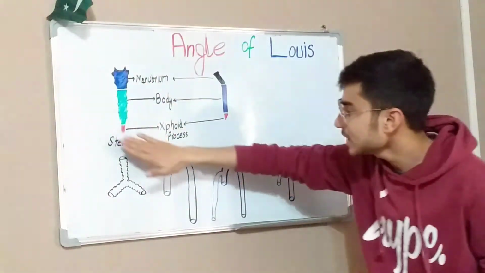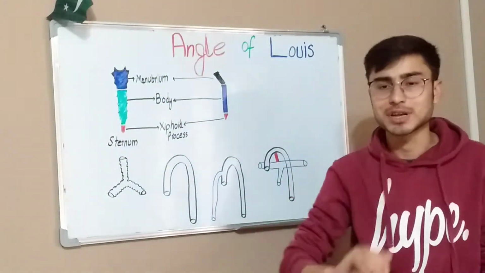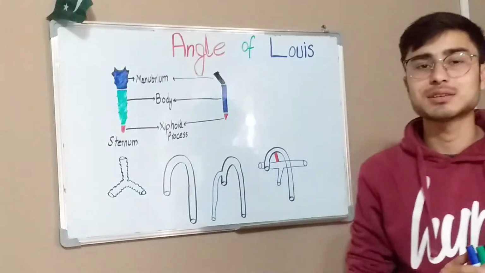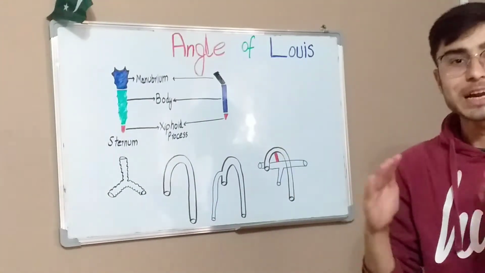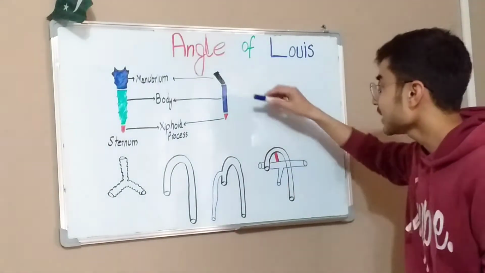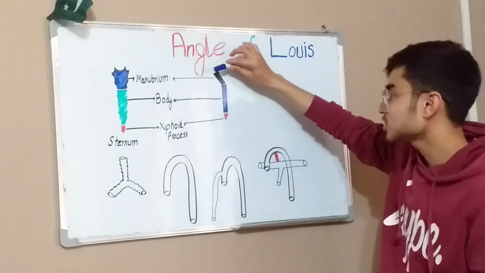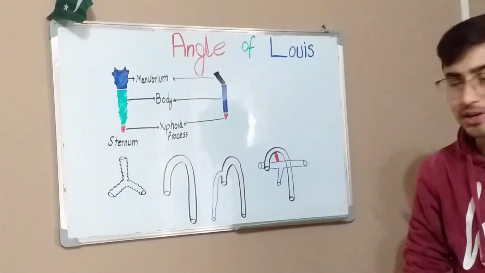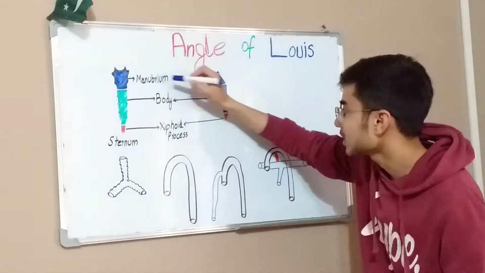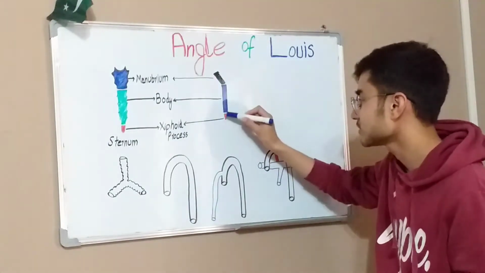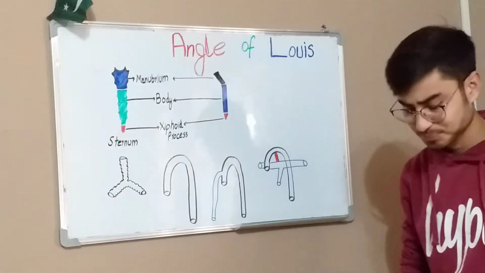So this is the anterior view of the sternum actually. Now if we look at the sternum from the lateral aspect, that is from one side, then we will be able to see the sternum like this. So here we have the manubrium, this is the body, and this is the xiphoid process.